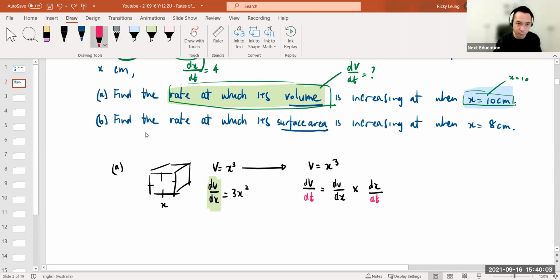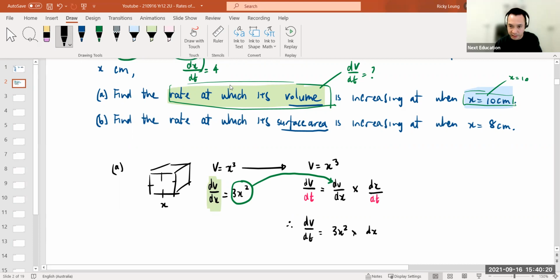Because now I'm able to substitute into dV/dx over here. So algebraically, dV/dt equals 3x squared multiplied by dx/dt. The rate of change of volume is equal to 3x squared times the rate of change of x. That's cool because using the information in the question, I know x is 10, and I know dx/dt, the change in the sides, is 4.